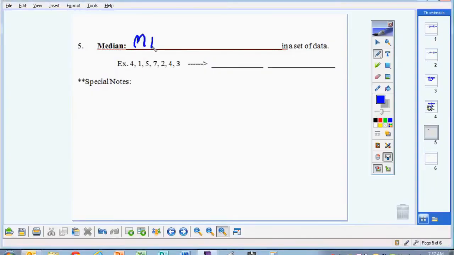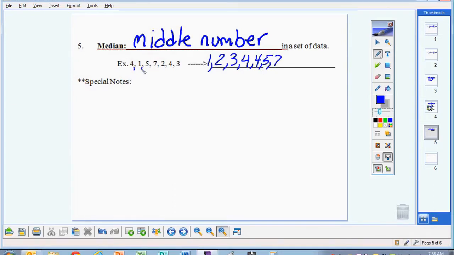Median is the middle number in a set of data. When you are finding the median, you want to make sure that you always are arranging the numbers in order. So I'm going to rewrite my list with the numbers in order. Just to make sure I have all of them, 1, 2, 3, 4, 5, 6, 7 numbers. And now I can start crossing out into the middle. And I have 4 as my median.